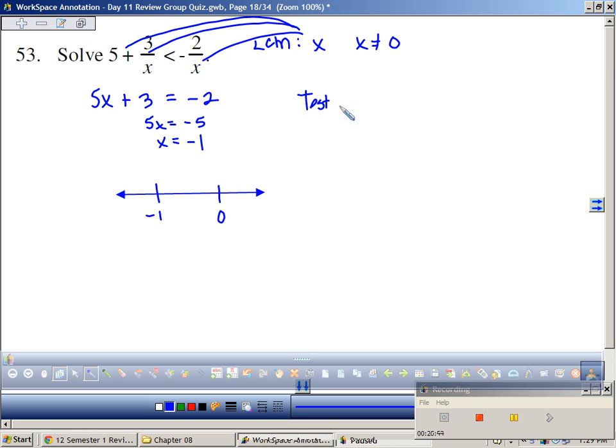Test the point. I'm not going to test all of them for you, right? That's as far as we're going to go with this one. You guys can finish that. There's one like that on your test tomorrow. Okay? Then you would put it in set notation, and that's where I'm going to stop today.